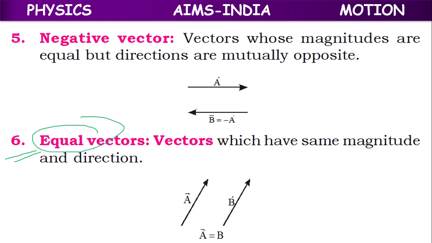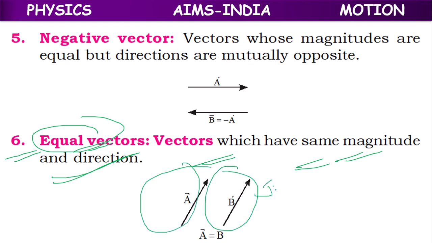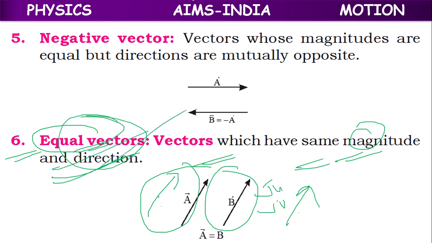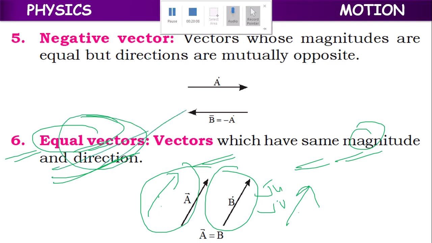Next one, about equal vectors. These are vectors which have the same magnitude and direction. If their magnitudes are the same, like 5 units and 5 units, and their directions are the same, the first one traveling towards north and the second one also traveling towards north, in such a case they are called equal vectors.